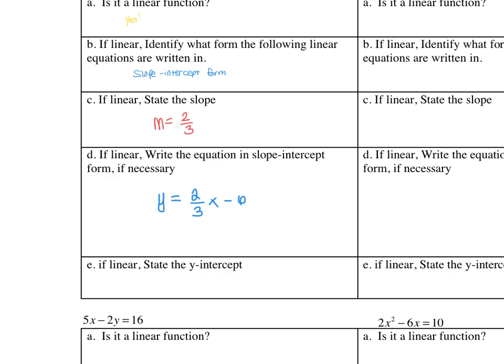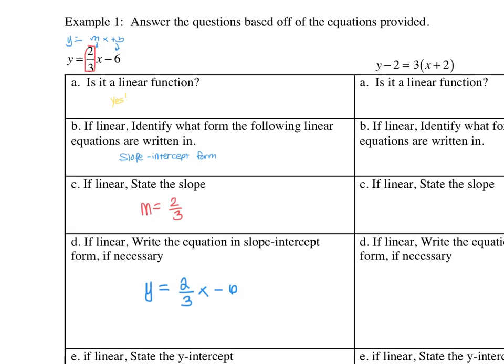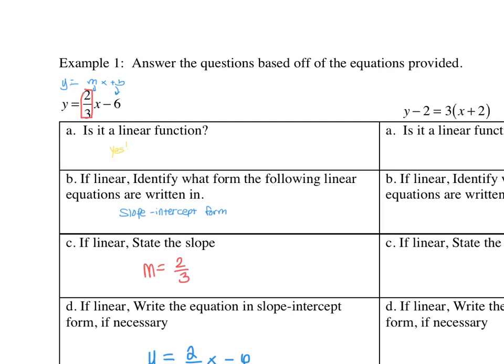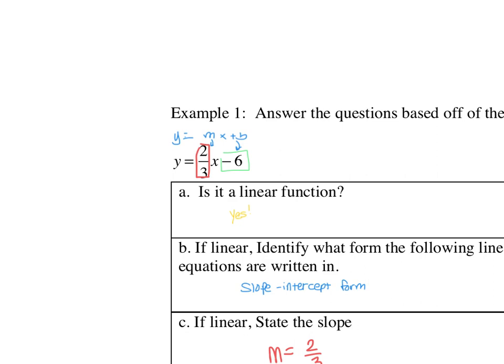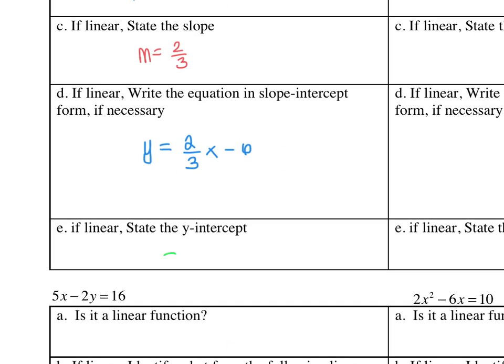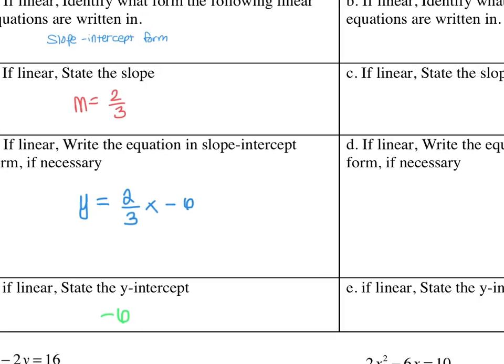And then E, if it's linear, state the y-intercept. Well, the y-intercept is the number hanging out by itself. And if I look, the number hanging out by itself is a -6. So my y-intercept is -6. And this is very important because we need our slope and we need our y-intercept to graph.